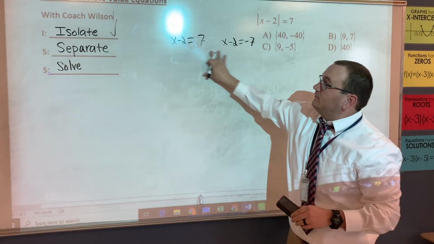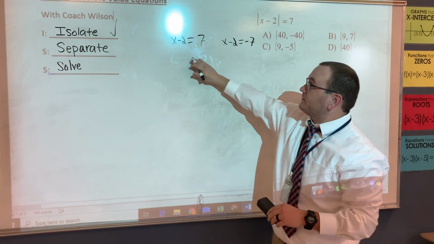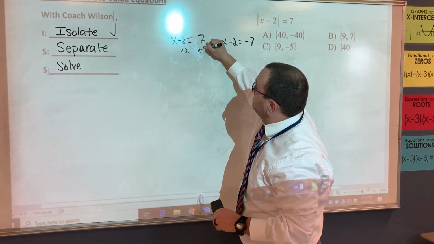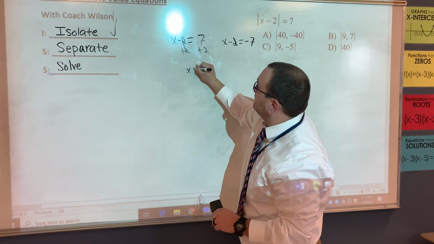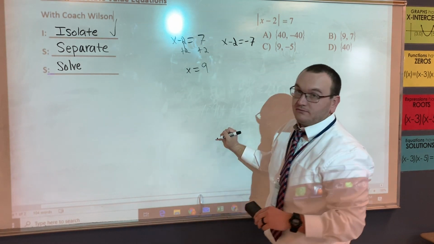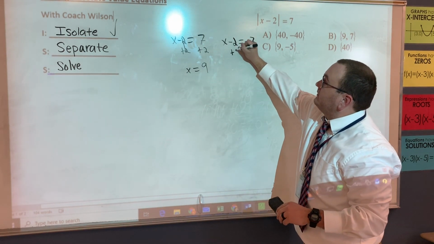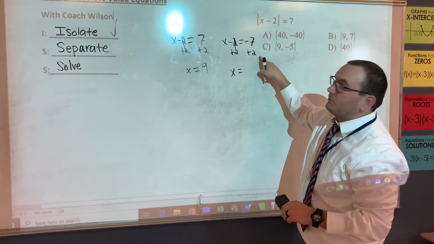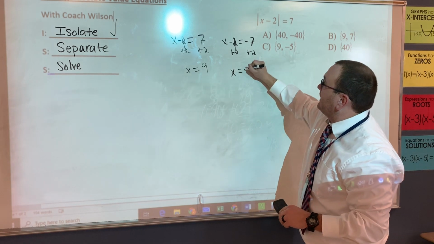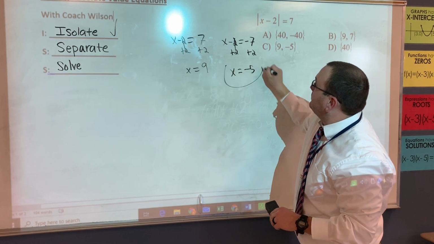So now we just use our inverse operations to solve. We need to add 2. Those cancel. x is equal to 7 plus 2, which is 9. And then here we also need to add 2. x is equal to negative 7 plus 2, which is negative 5. These are our 2 answers.